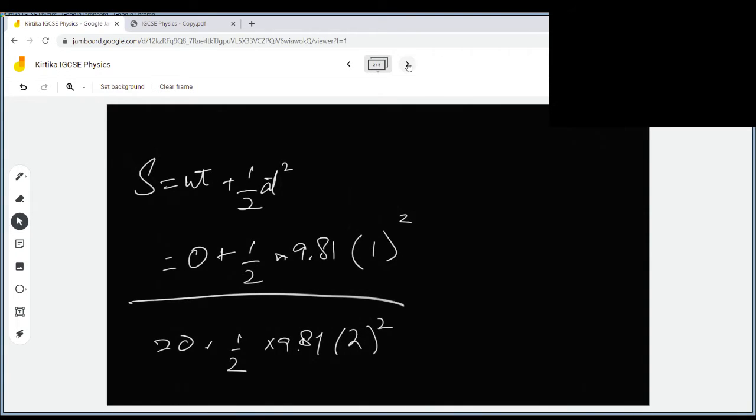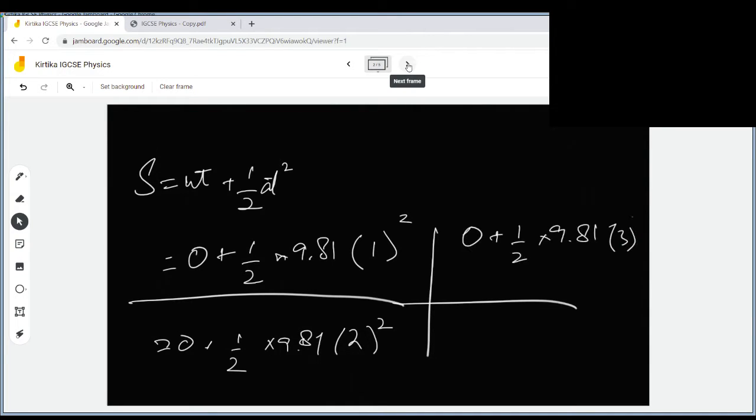Then you have to calculate after 3 seconds, the next one. Yes, sir. For 3 seconds, it will become 0 plus half into 9.81 into 3 squared, which is 9. So 9.81 into 9 divided by 2. And then for 5 seconds, it will become 0 plus half into 9.81 into 5 squared. Looks like you have done a little practice at your school for such questions.